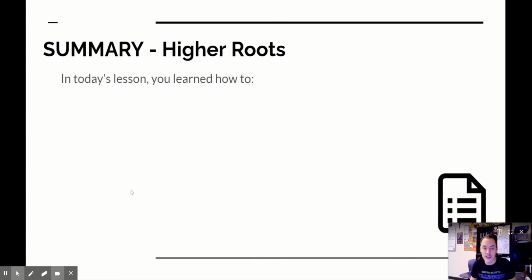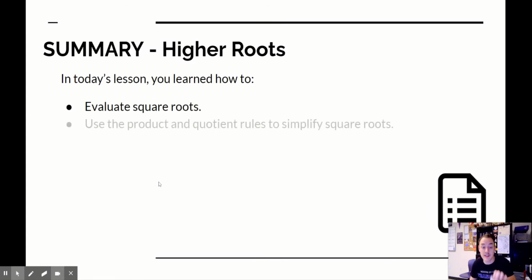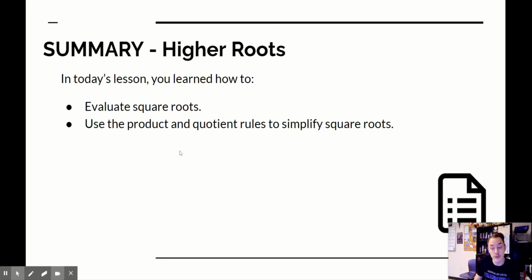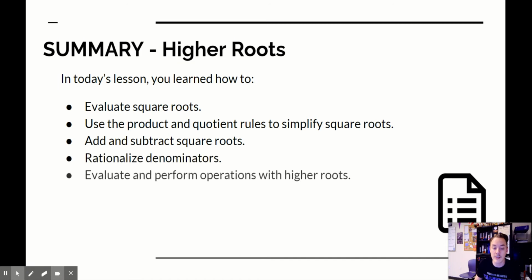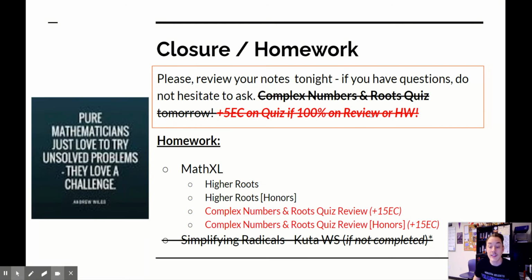So what did we learn today? We learned to evaluate square roots. We already know how to evaluate square roots, but we learned how to evaluate higher roots as well. Use the product and quotient rules to simplify square roots and higher roots. Add and subtract square roots, rationalize denominators, and then we also evaluated and performed operations, the vast majority with higher roots. Okay, so a lot of stuff's happening here. I'm going to explain it, and then we're going to close.